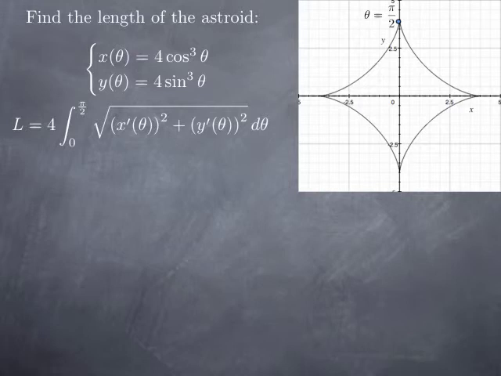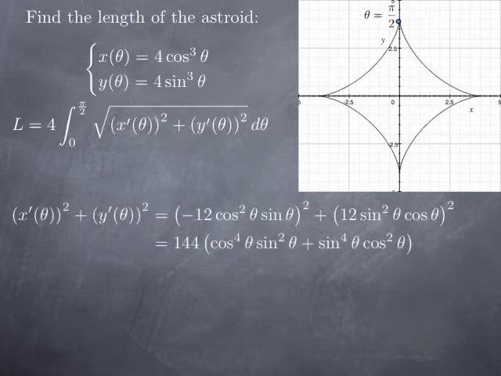That means 4 times the integral from 0 to pi over 2 of the square root of the sum of the squares of the derivatives. And if we calculate the sum of the squares, the derivative of x is 4 times 3 times cosine square theta times the derivative of cosine theta, which is negative sine theta. So we get negative 12 cosine square theta sine theta. As for the derivative of y, we get 4 times 3 sine square theta times the derivative of sine theta, which is cosine theta. So we get 12 sine square theta cosine theta.